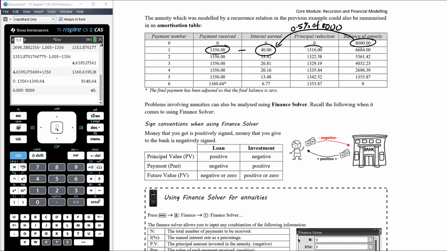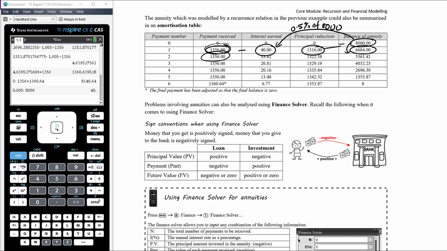Okay, so that's how much we're actually reducing the principal by, because essentially $40 of the payment that we've taken out was interest. And so we're actually only taking $1,316 off the balance. So we minus the $1,316 from 8,000 to get our next balance, and then we repeat. So it's the same repayment.